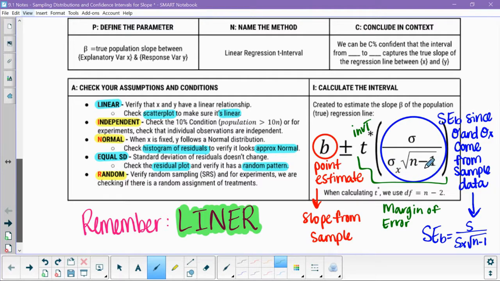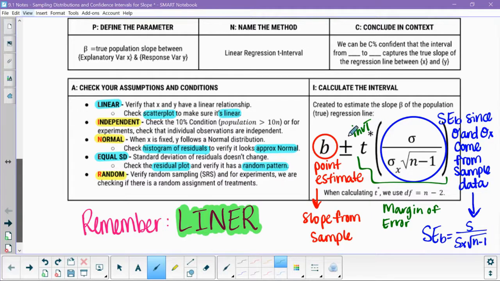Now, the general formula does include sigmas because it's talking about the population. However, again, we don't know what the true population differences are. We only know the differences of our sample. So we call this the standard error of b, since both of these are going to come from sample data. And the way we actually write it out in our formula, standard error of b is the standard error of the residuals over the standard error of x times square root of n minus 1.